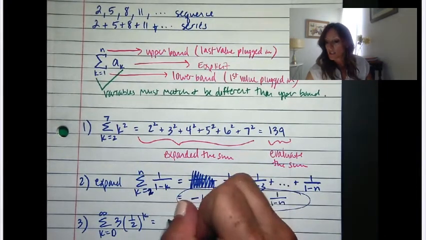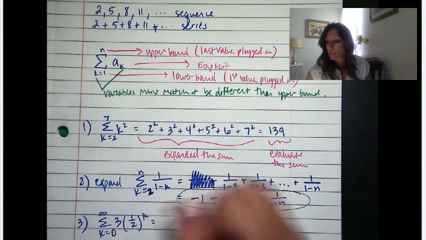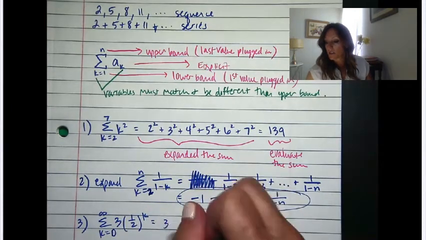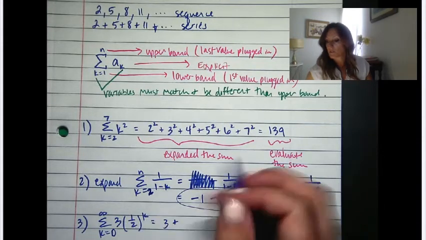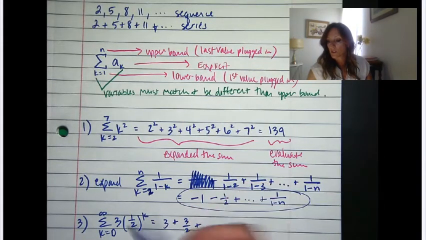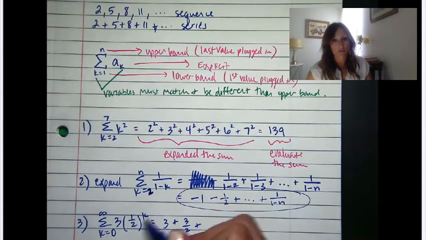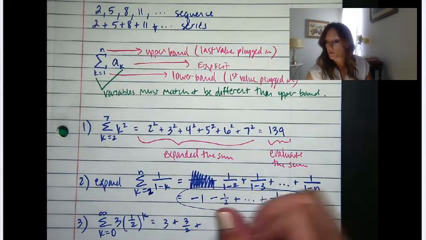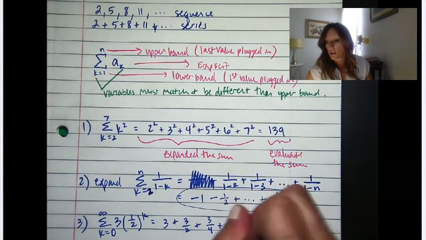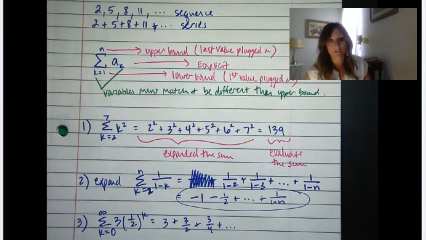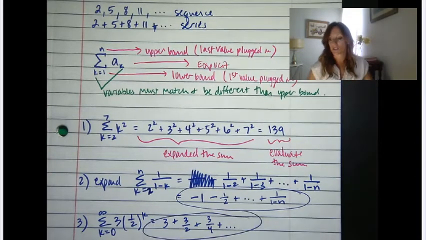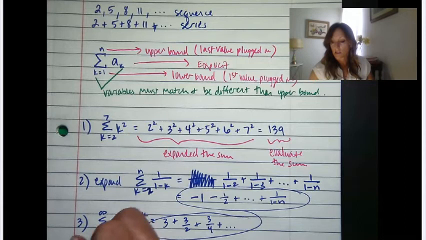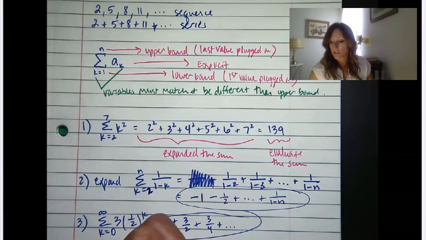I'm going to start by plugging in 0. 3 times anything to the 0 is 3, plus 1/2 to the first. Next, 3 times 1/2. Then I'm going to do 1/2 squared next. 1/2 squared is 1/4, and 3 times 1/4 is 3/4. And I'll keep going until when? This time, you don't stop. You keep going. And the only way to indicate that is with this plus dot dot dot. So there's your expansion.